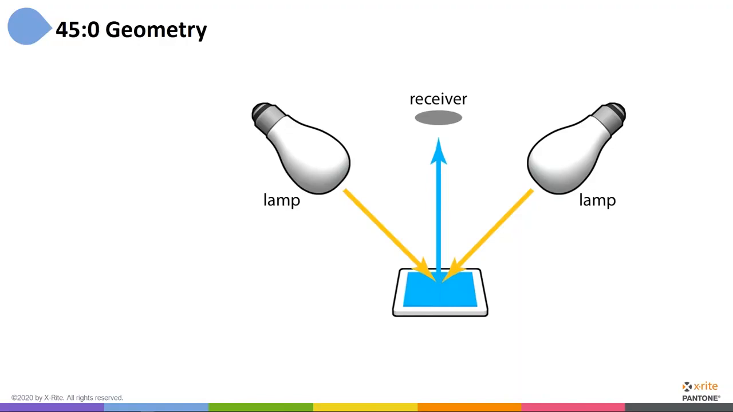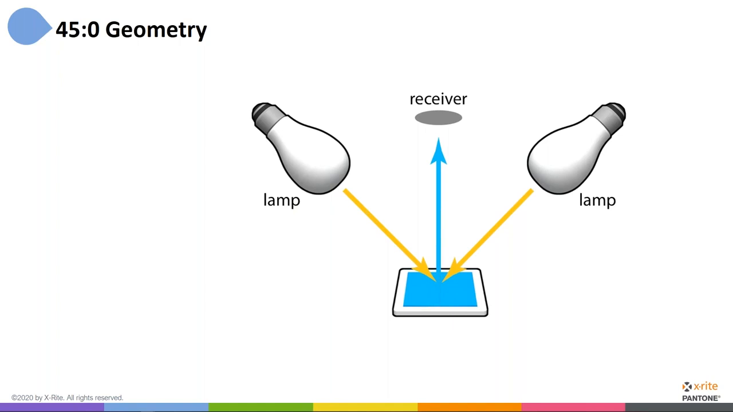The receiver then, which you can think of like your eye, right? It's the instrument's eye. It's where it sees the light that reflects off of, in this case, this blue sample. And it's going to receive that at 0 degrees, or perpendicular to the surface. Hence the geometry 45, 0. So this is one geometry.